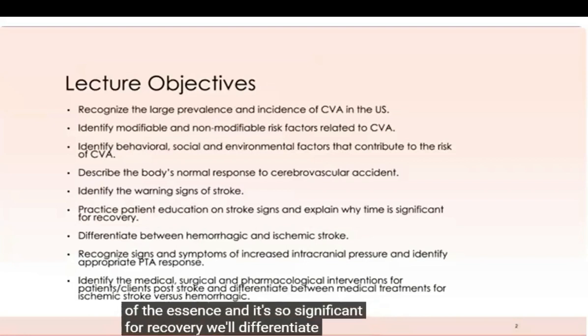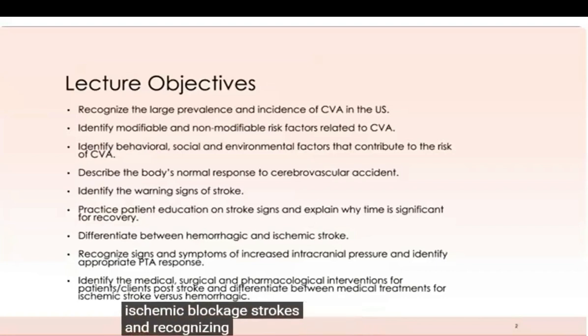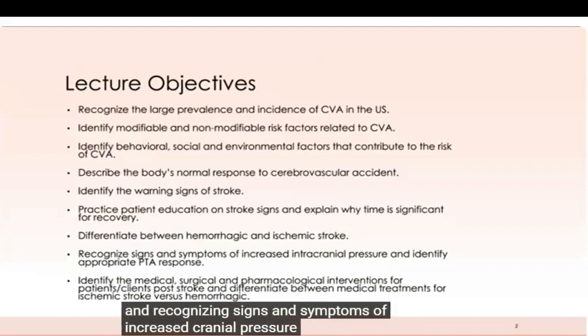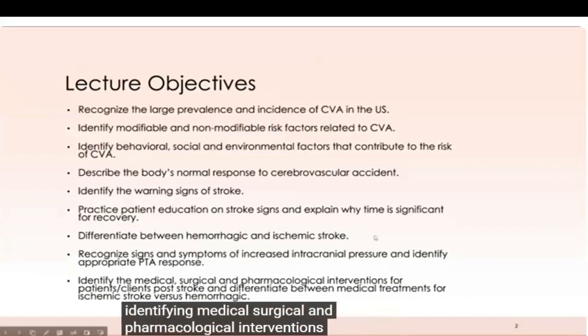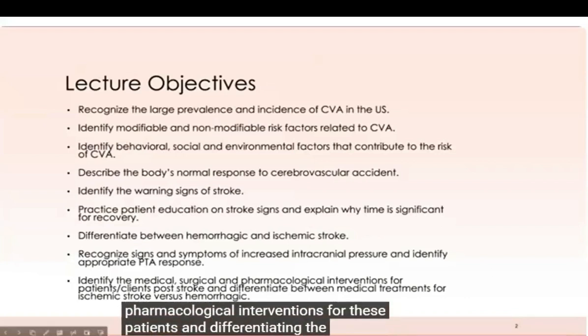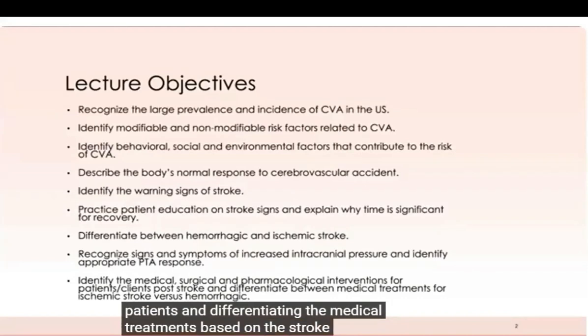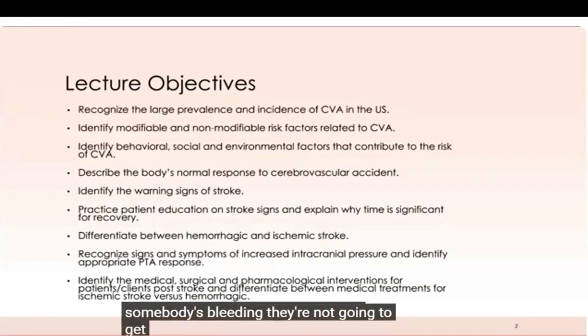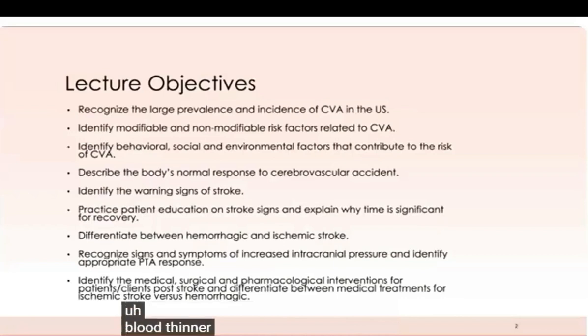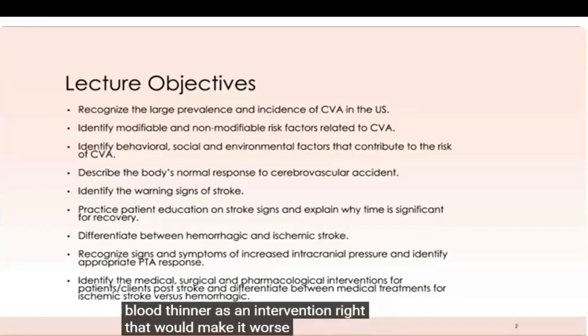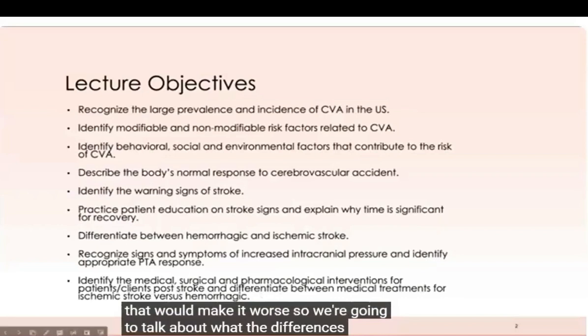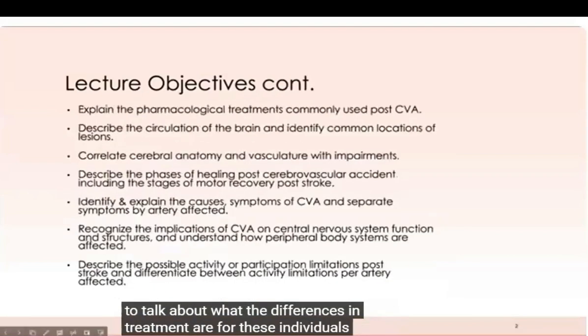Practicing patient education on stroke signs and explaining why time is of the essence and it's so significant for recovery. We'll differentiate between hemorrhagic bleeding strokes and ischemic blockage strokes, and recognize signs and symptoms of increased cranial pressure and identify what your response should be. Identifying medical, surgical, and pharmacological interventions for these patients and differentiating the medical treatments based on the stroke. So if somebody's bleeding, they're not going to get a blood thinner as an intervention, right? That would make it worse. So we're going to talk about what the differences in treatment are for these individuals.